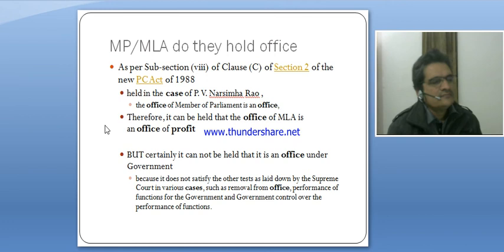Now, let us look at the case of this former Prime Minister P.V. Narasimha Rao.